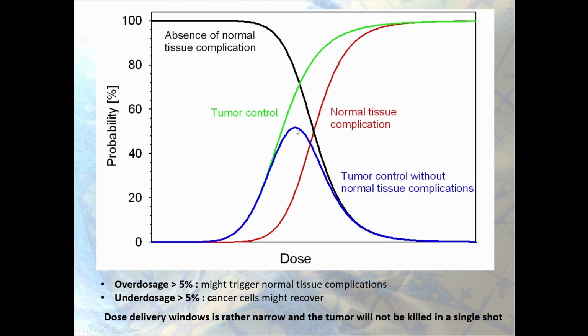Overdosage by, let's say, more than 5% will affect the normal tissue too much, and it might trigger some future cancer in the normal tissue due to irradiation, so it's not good. If you go too low, then the tumor will keep on growing, so it's not good either. So this window is rather small, and you have to be where you should be. And you have to be very accurate, and you know that within one treatment, you will not be able to kill the tumor because you are not in the 100% probability area. What can you do?